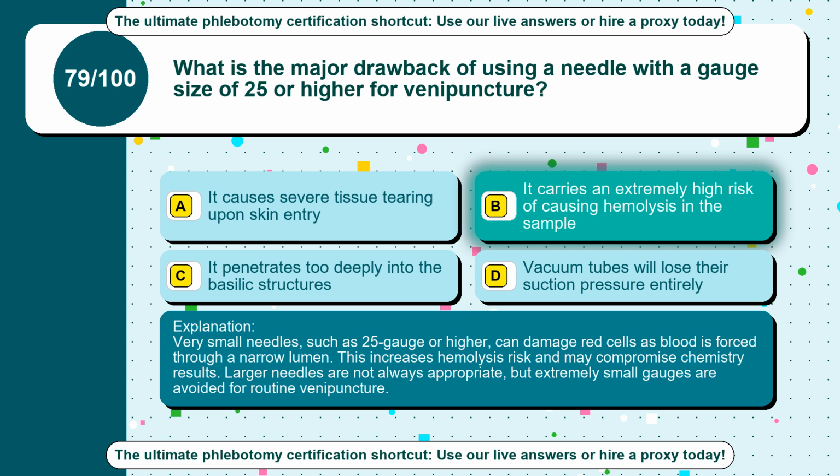Very small needles, such as 25 gauge or higher, can damage red cells as blood is forced through a narrow lumen. This increases hemolysis risk and may compromise chemistry results. Larger needles are not always appropriate, but extremely small gauges are avoided for routine venipuncture.